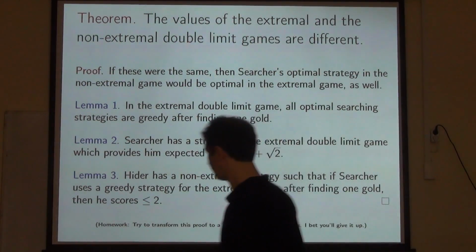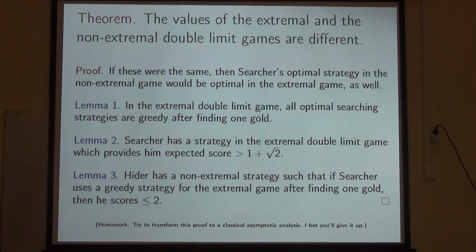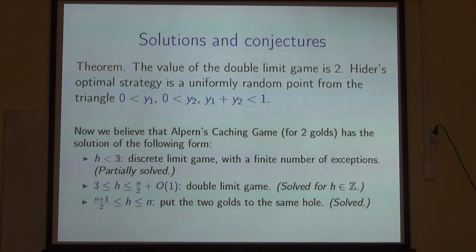So this is essentially the story, and this was much more than an asymptotic analysis. If you try to transform this proof to a classical asymptotic analysis argument, you will find that it's almost impossible. Always possible, but you would give up if you try it. So it's really something to do with limit theory. And just after this result, we had these results.